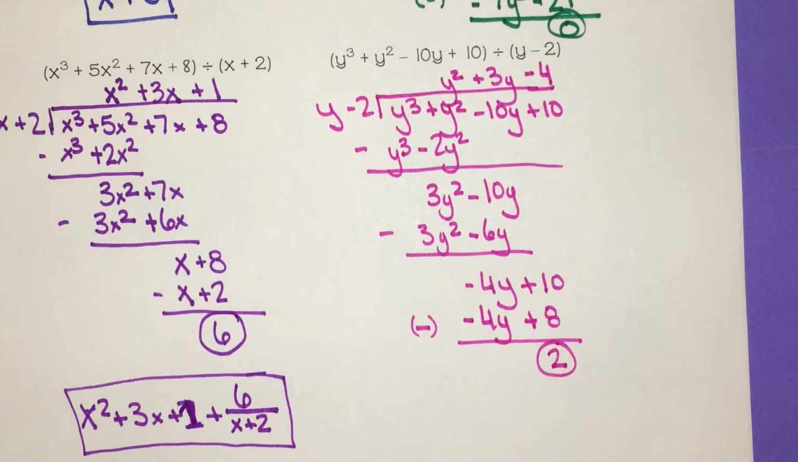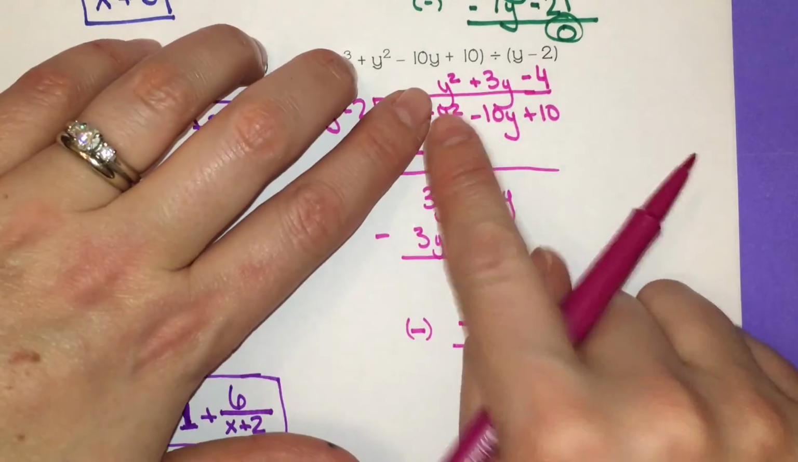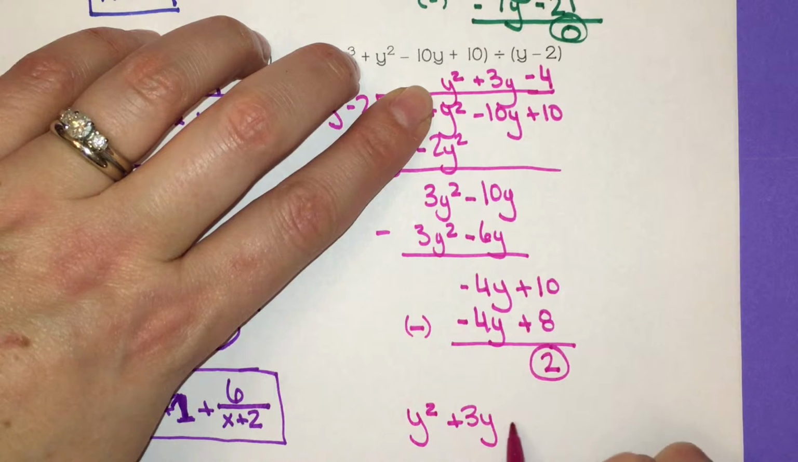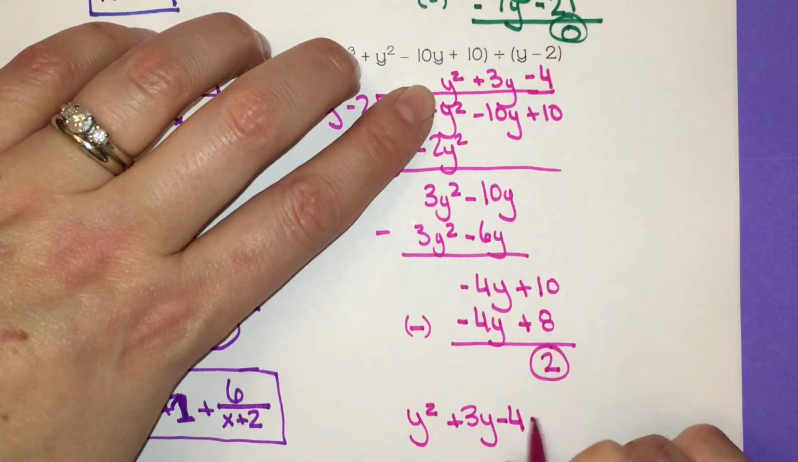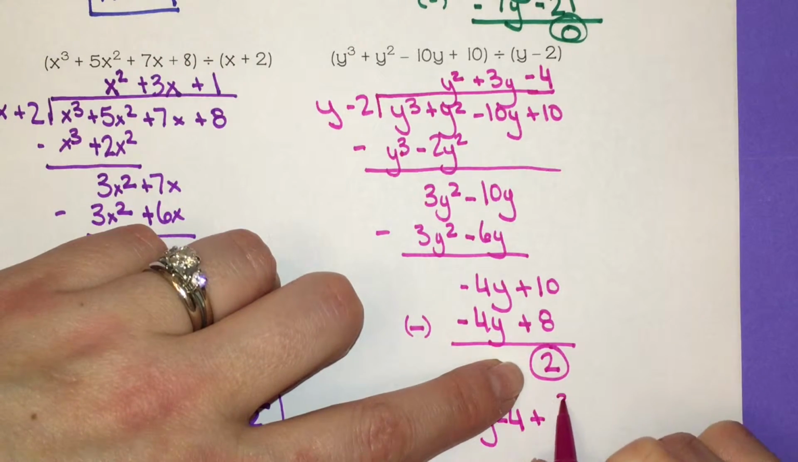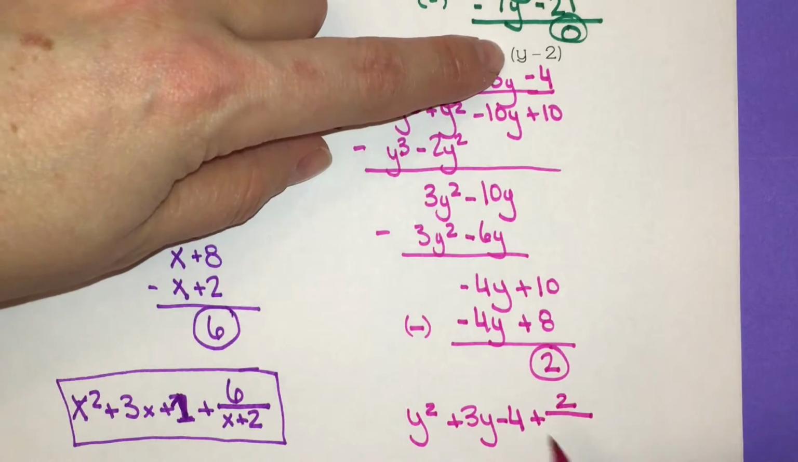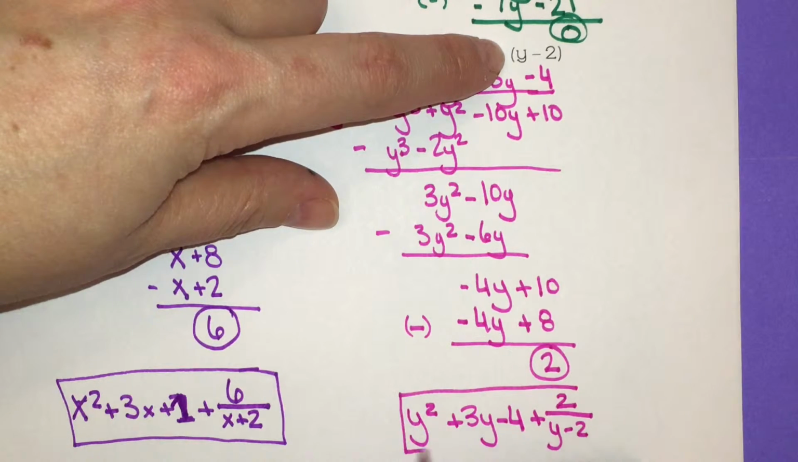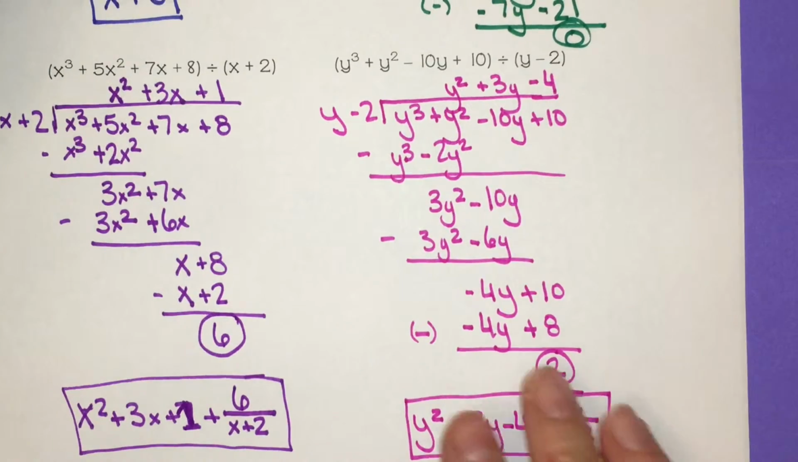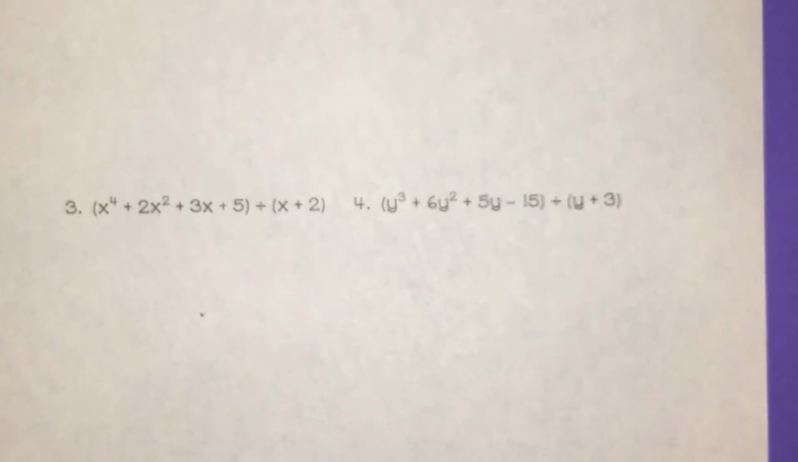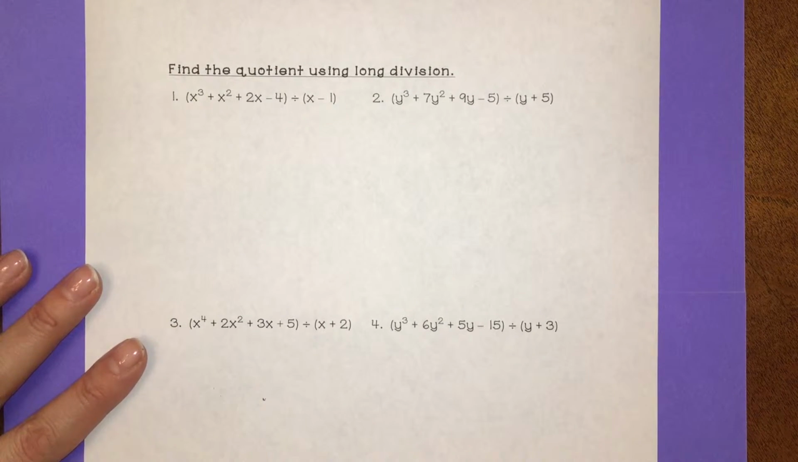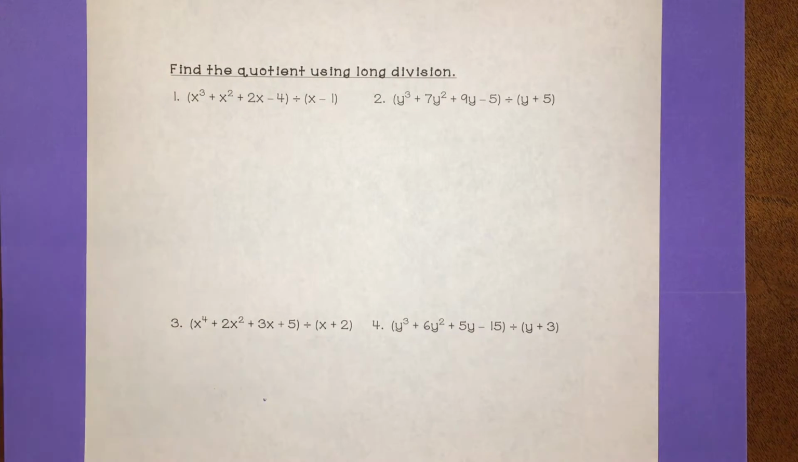So again, I have the remainder. I don't have anything else to bring down, so I'm going to write my answer. y squared plus 3y minus 4 plus my remainder of 2 divided by, well, what I divided the problem by, y minus 2. All right. So here are some problems for you to go ahead and try. Try them out. Come back when you're ready for the answers and I'll go through them with you.